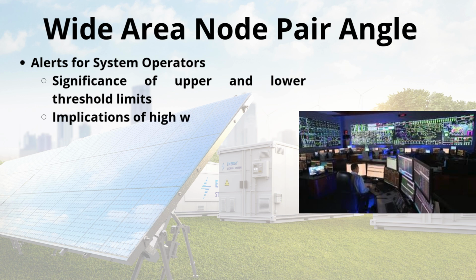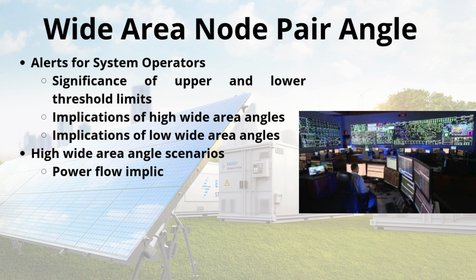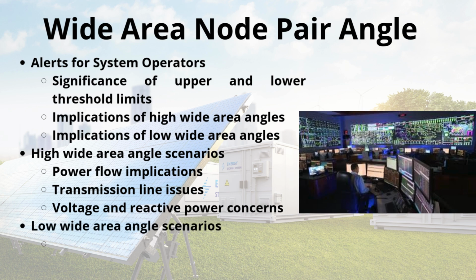For instance, a really high wide area angle might suggest there's a huge amount of power being pushed across the transmission paths connecting those areas. Could mean lines are heavily loaded, maybe voltage support is weak somewhere in between. And low angles could mean something else. Low wide area angles can also indicate issues, yeah, often related to voltage levels or unusual power flow patterns. It's about understanding the context. Makes sense. Adjacent is about the direct connection strength. Wide area is about the bigger picture stress.